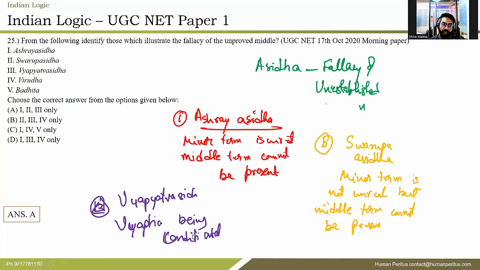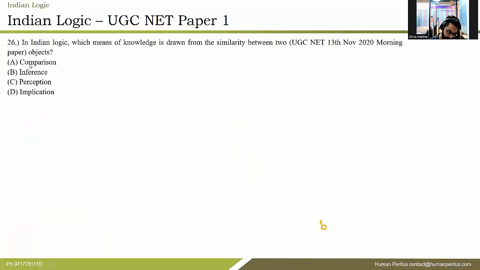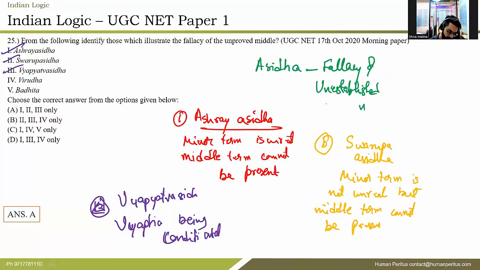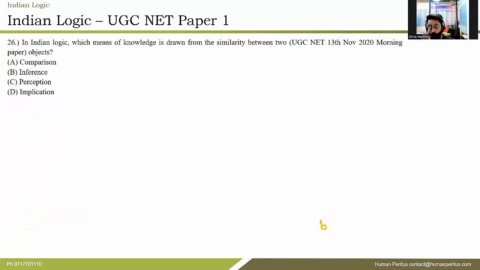So the correct answer is 1, 2, and 3, and they are only given in option A. All right. Now we move on to the next question. In Indian logic, which means of knowledge is drawn from the similarity between two objects? Now, similarity between two objects is comparison, right? Comparison, or upamana. The option is A. Okay. Very basic, very simple question.